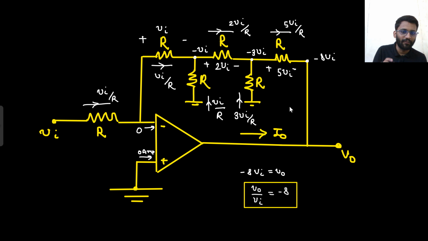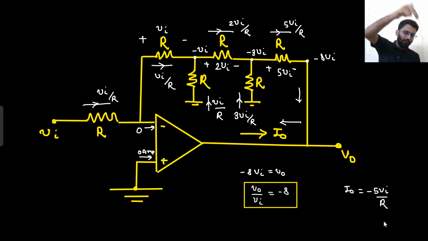So this current that is coming, 5 V in by R, will be coming downward. Since there is no potential here, this complete current will be flowing like this in this loop. 5 V in by R current will be flowing in this loop. So I naught is negative of 5 V in by R, right?